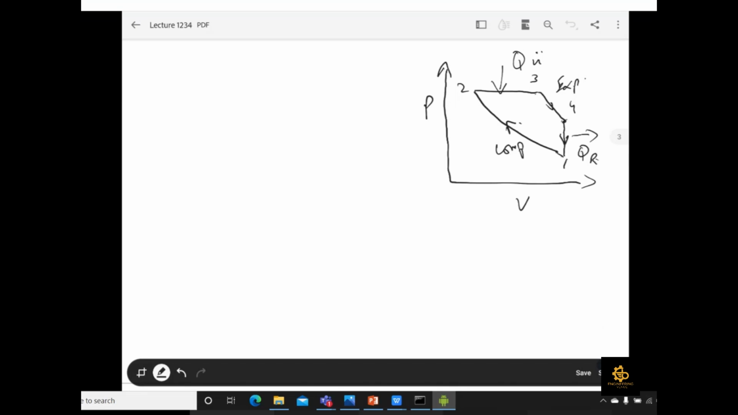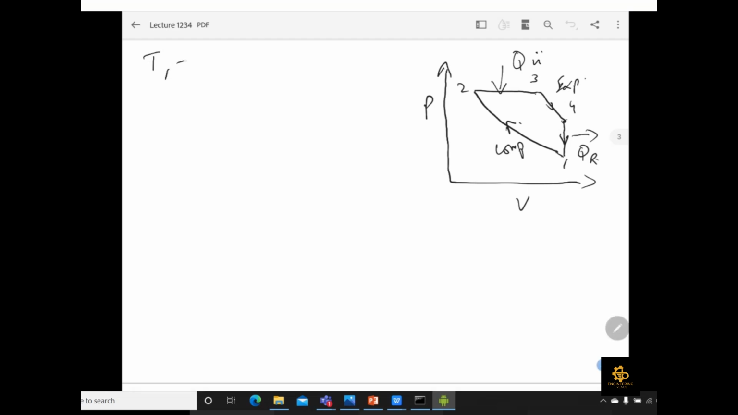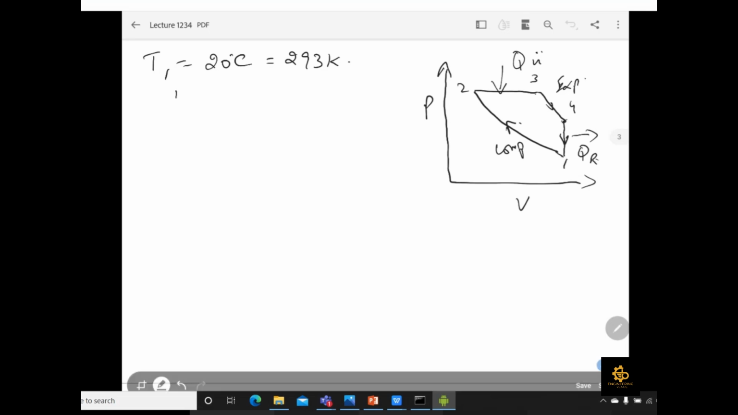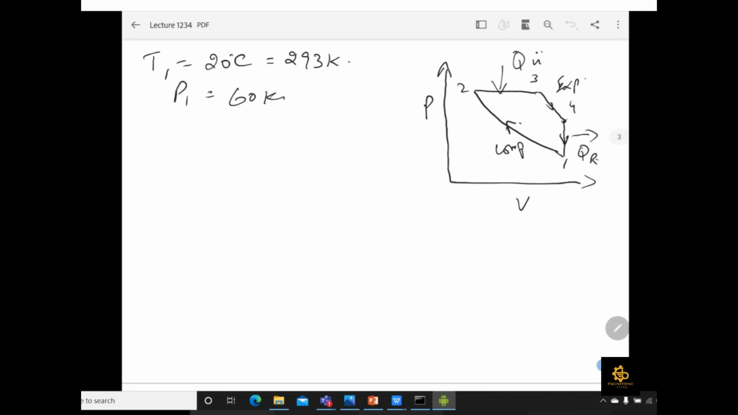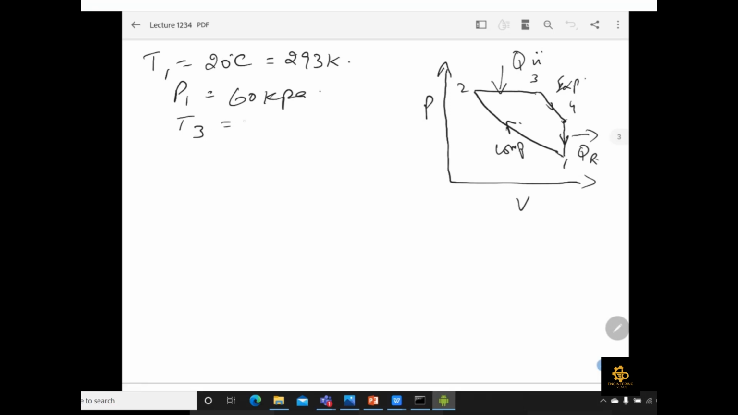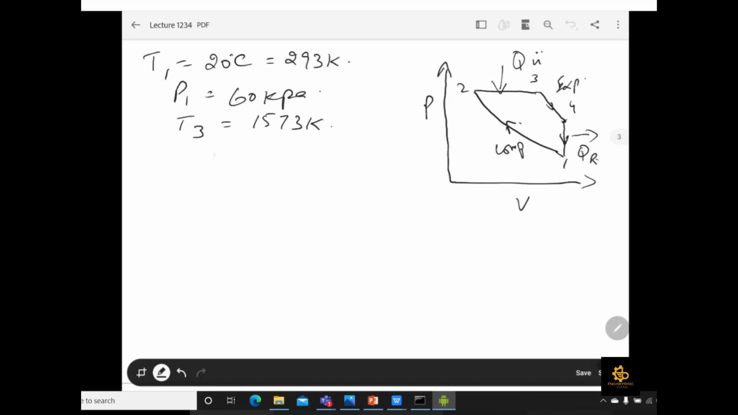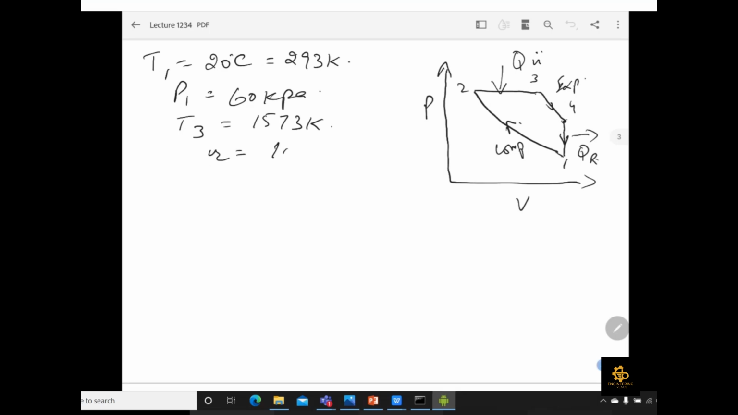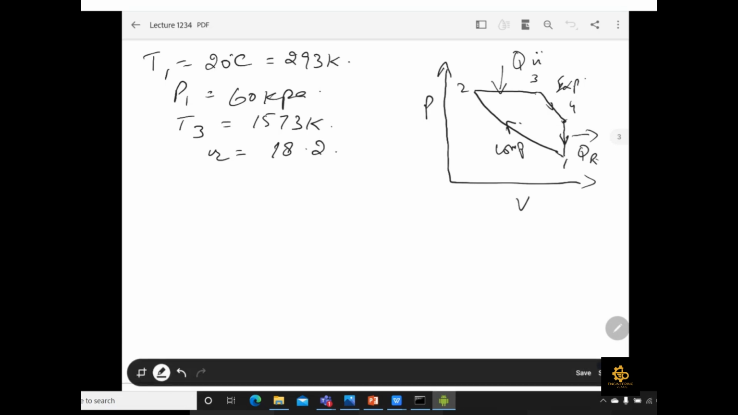Okay, so starting from the data in your problem statement: at point number 1, at the start of your compression process, the temperature is given, so T1 is equal to 20 degrees Celsius, which you can convert into Kelvin, it will be 293 Kelvin. The pressure at number 1 is also given, which is 60 kilopascal. The temperature at point number 3, at the end of the heat addition process, is also given in the question, which is 1300 degrees Celsius. You can convert it into Kelvin and you will get 1573. Also the compression ratio is mentioned in your question, 18.2. Okay, so it means V1 over V2 is given in the question.